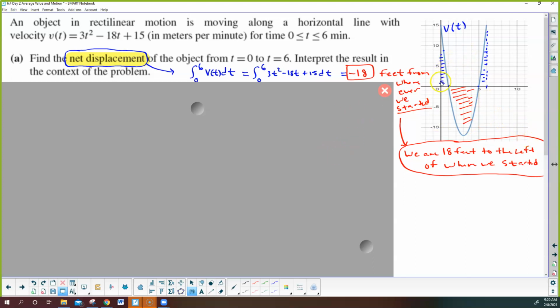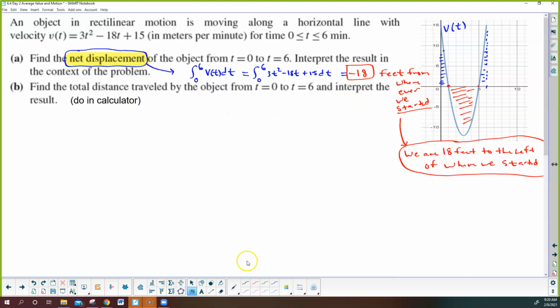Okay, because the blue area would be we would travel to the right, and then at 1 I would change positions from going to the right to the left, and then I'd be going to the left a long ways, and then at 5 I'd come back towards for 1 second or 1 minute. I'd come back towards, but at the end, after all of it, I would be 18 feet to the left of wherever we started. And that's what net displacement is all about.